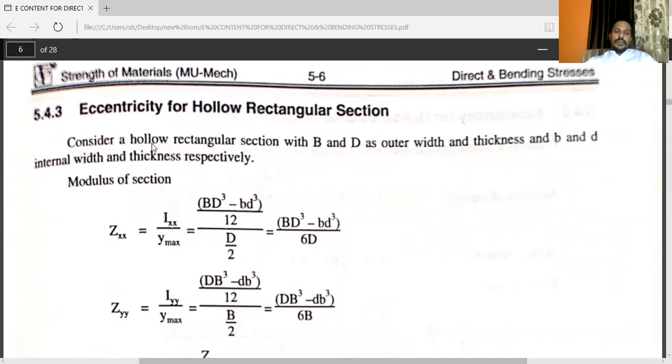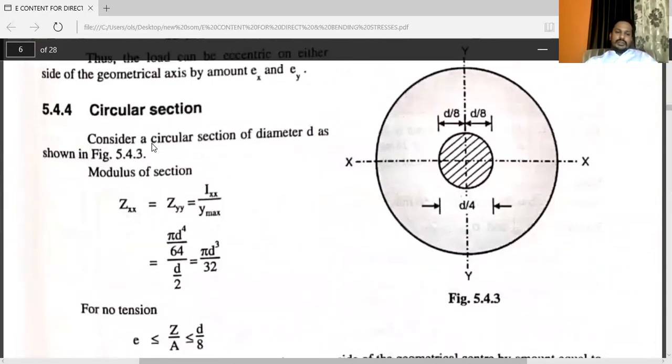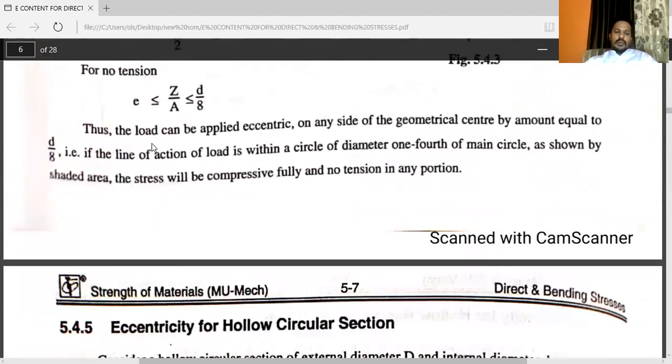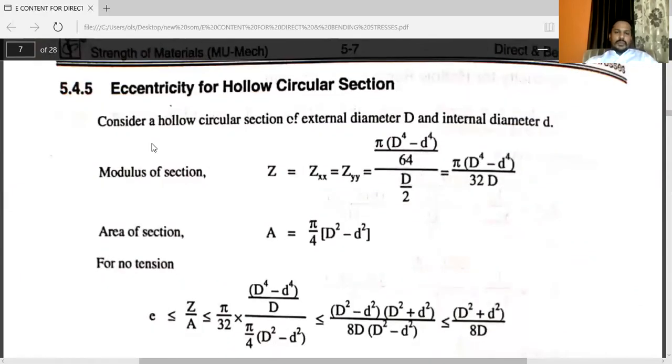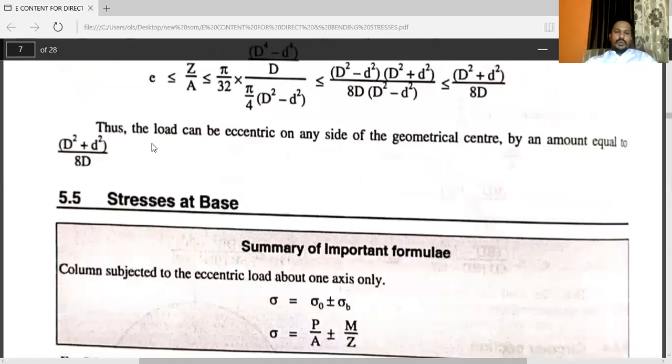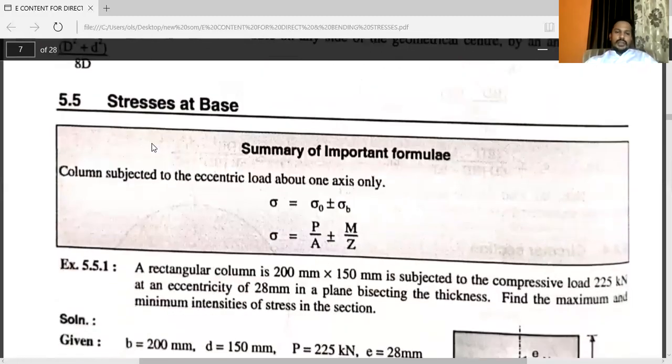Similarly, for a different section, you can calculate eccentricity for hollow circular shape. So the next topic, that is stresses at base.